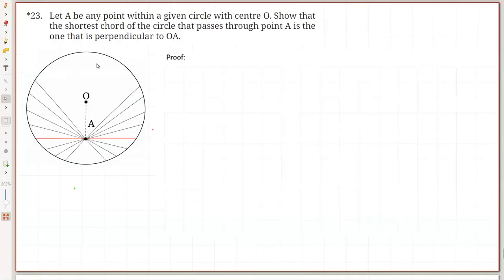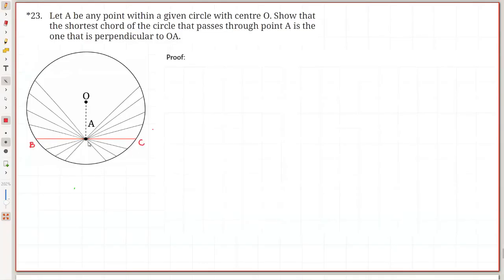What do we have to prove? We have to prove that this red line is the shortest chord. For this, I can give some names. A we have already taken, so now I'm naming the ends B and C. So BC is the shortest chord, and I have to prove it.